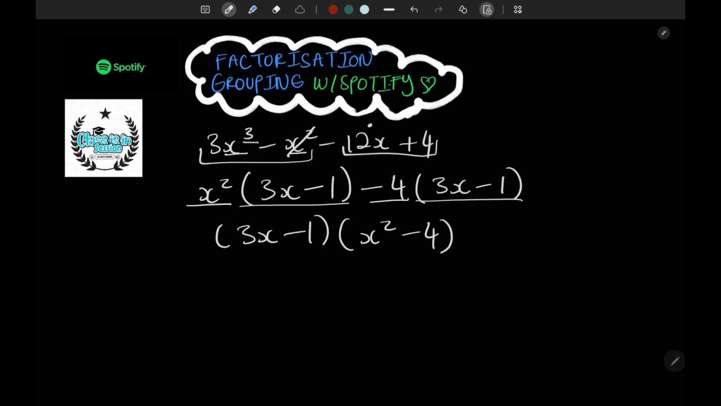However, we can always factorize it further, because we have x squared minus 4, which is a difference of two squares. What we learned in the second video of our factorization playlist. So let's start by breaking it down. X times x is x squared. The square root of 4 is 2. So a difference of two squares would be, let's write this first, 3x minus 1 and x plus 2, x minus 2.